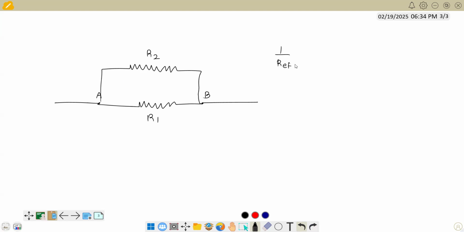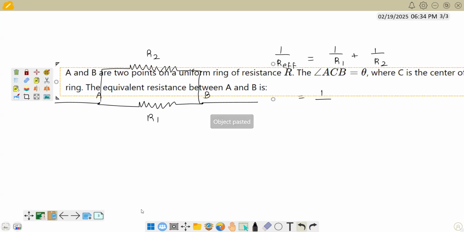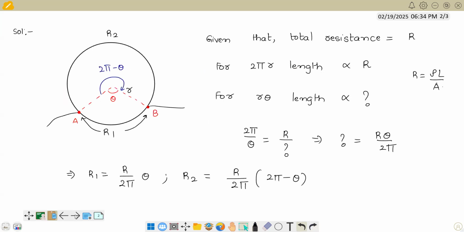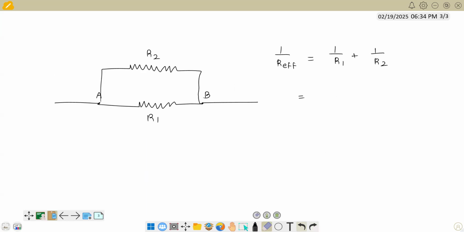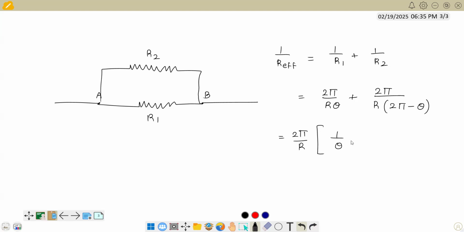So 1 by R effective equals 1 by R1 plus 1 by R2. 1 by R1 would be 2 pi by R theta. So 2 pi by R theta plus 2 pi by R into 2 pi minus theta. If I take 2 pi by R common, I will get 1 by theta plus 1 by 2 pi minus theta. Let us solve this.